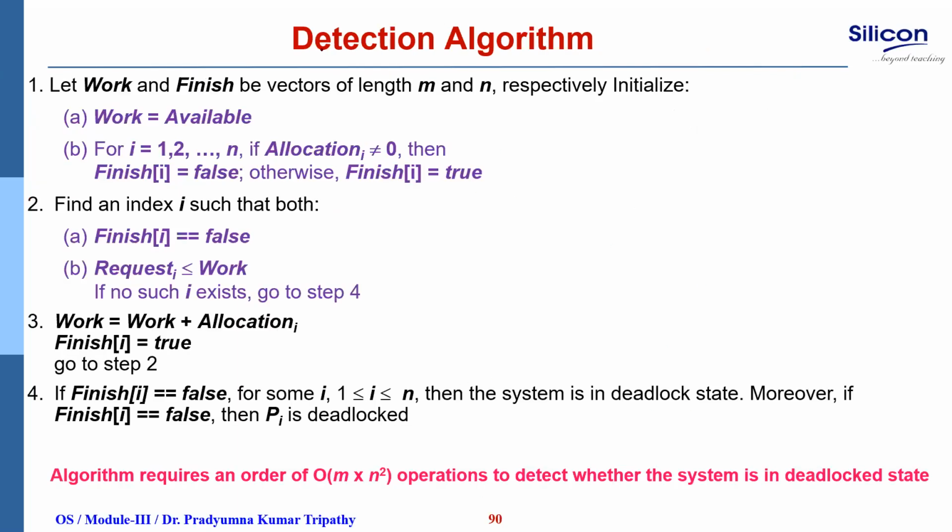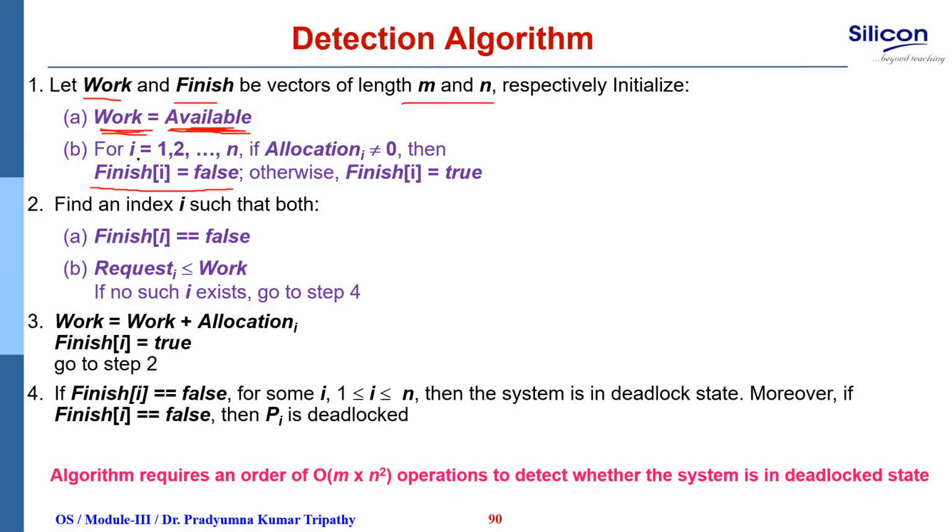So directly we are going to the detection algorithm. See over here what we'll do. Work and finish are vectors of length m and n respectively. We take work equal to available, so that we do not change the original available. Whatever changes we make will be in work. That means it is a temporary change, just to check. Initially we'll make all of them false.